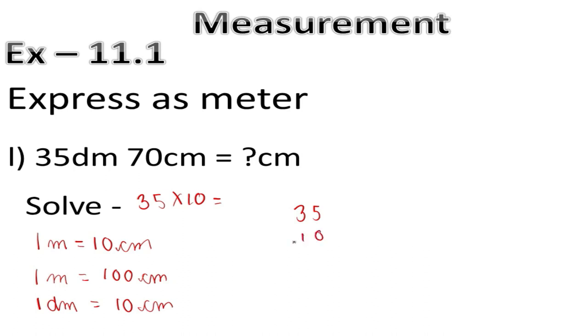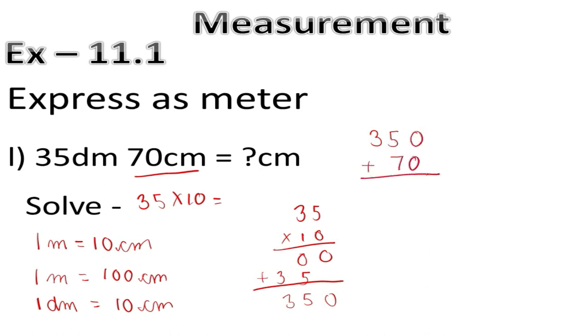So let's multiply 35 by 10. 0 into 5 equals 0, 0 into 3 equals 0, 1 into 5 equals 5 and 1 into 3 equals 3. Let's add. We get 350. And we will need to add the 70 centimeter. 350 plus 70: 0 plus 0 equals 0. 7 plus 5 equals 12. Carry 1. 3 plus 1 equals 4.